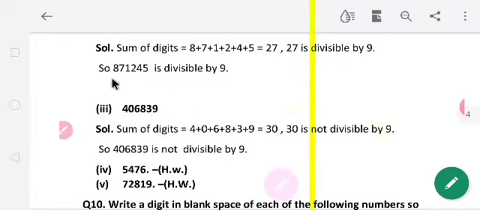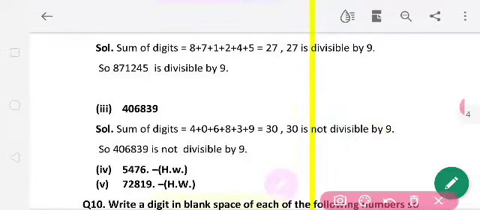Third one, 4,06,839. Now find the sum of the digits. 4 plus 0 plus 6 plus 8 plus 3 plus 9, which is equal to 30. If we add, we'll get the sum 30 here. And we know that 30 is not divisible by 9.